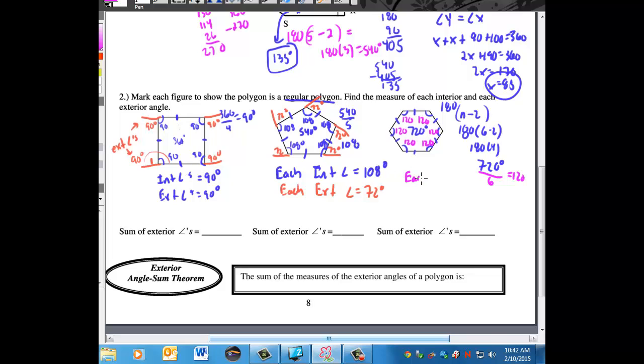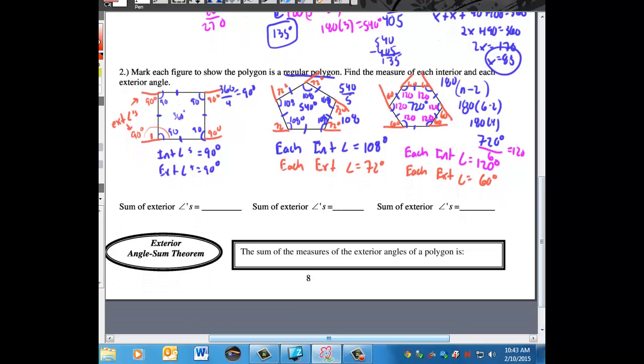So let's write this down. Each interior angle is going to equal 120 degrees. Alright, well we want to do the same for the exterior angles. We're going to extend all these out. 120 and 60 degrees would form a linear pair. 120 and 60, 120 and 60. And so each exterior angle was 60 degrees.